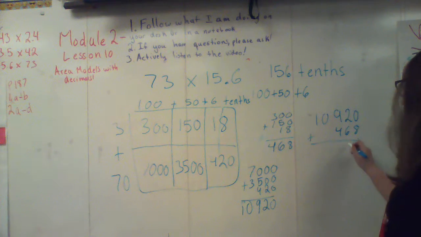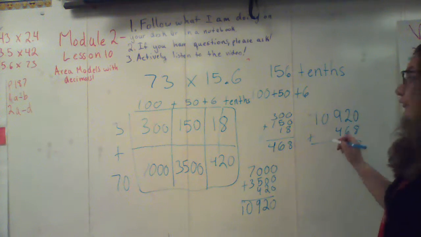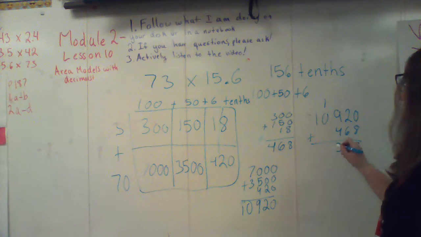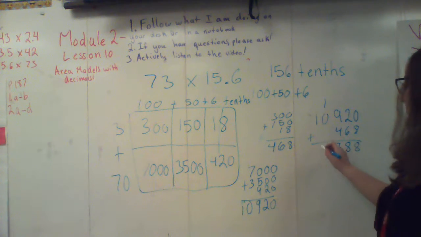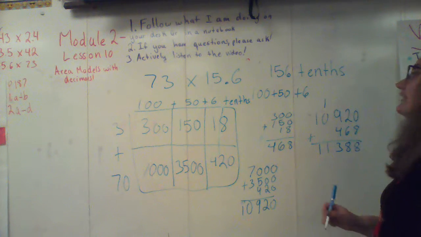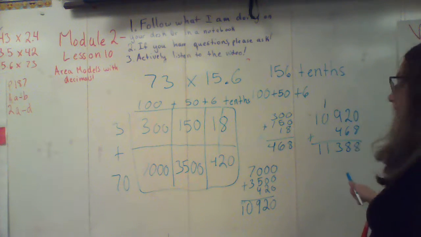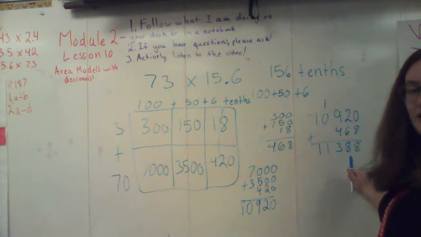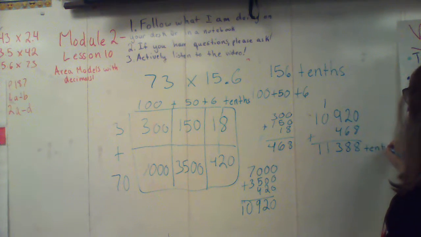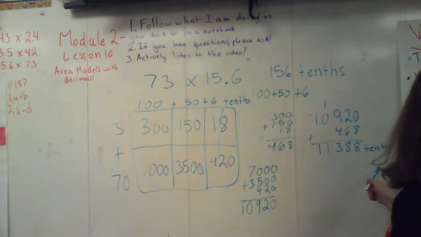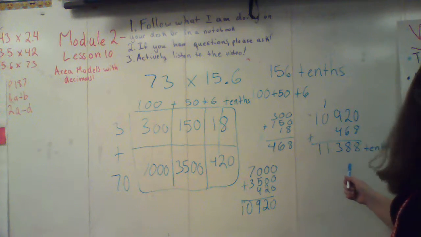2 plus 6 is 8. 9 plus 4 is 13. I carry the 1, I leave the 3. 1 plus 0 is 1. And 1 plus nothing is 1. Now, my answer, though, is not 11,388. It's 11,388 tenths. So if that is my answer in unit form, I now need to figure out what is my answer in standard form.